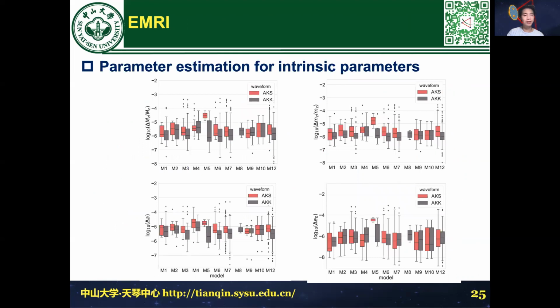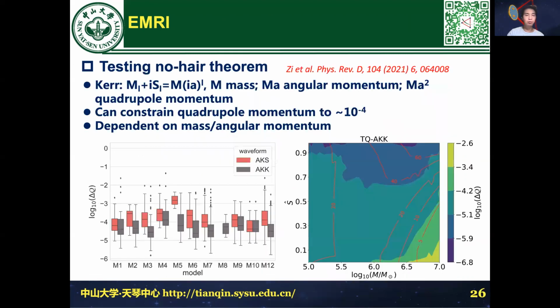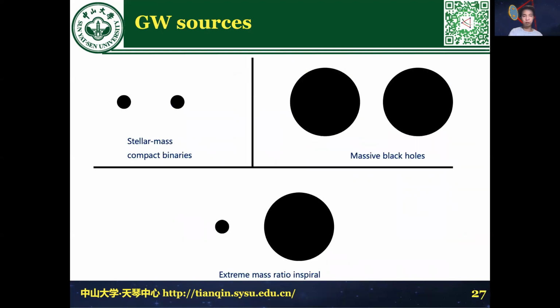The bottom line is that for the intrinsic parameters, which dominate the evolution of the phase, we can pinpoint them very accurately. And we can also use such systems to perform some tests of fundamental physics, including the no-hair theorem test.